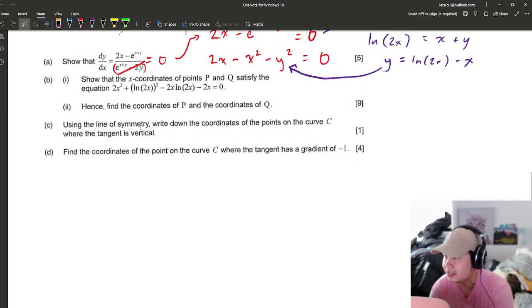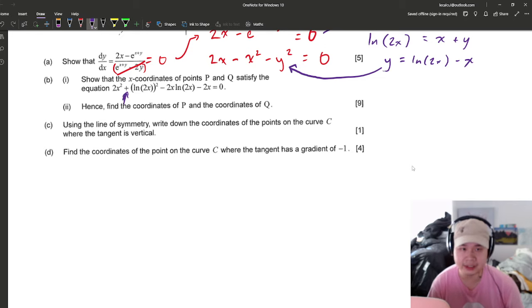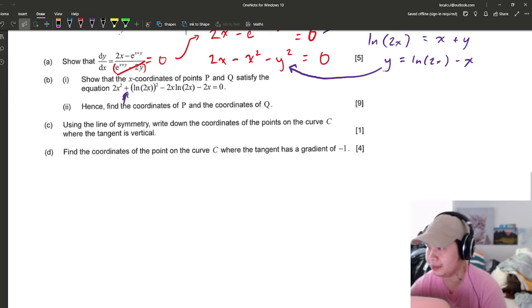Okay, next up, hence find the coordinates of P and Q. Okay, so hence means that we are gonna solve this equation here. They give you the equation for a reason. We need to find out x. Okay, that's pretty straightforward because this is a calculator question. You can just literally type this equation into your equation solver and then find out what x is.